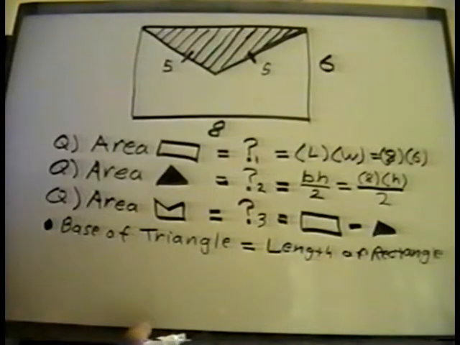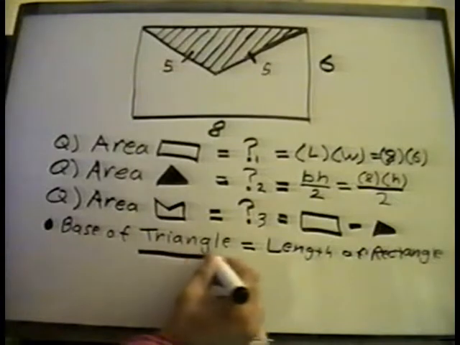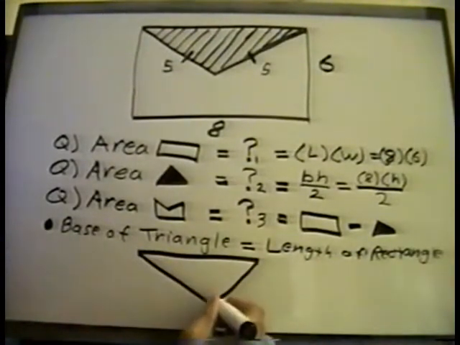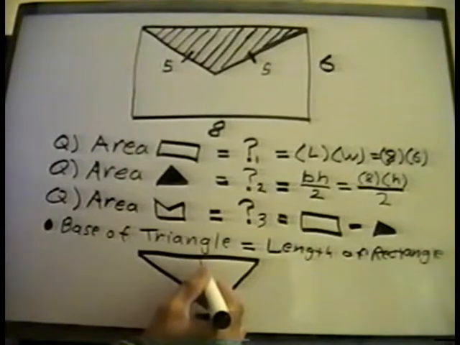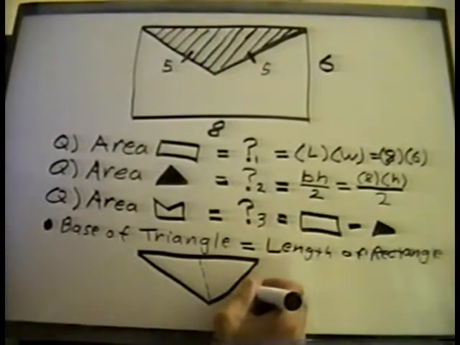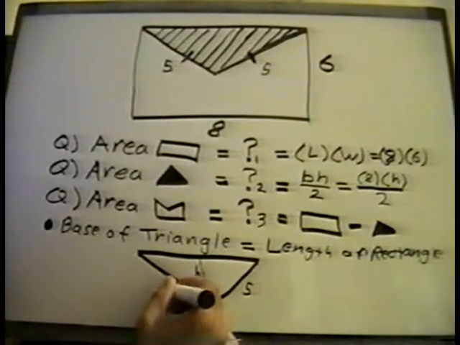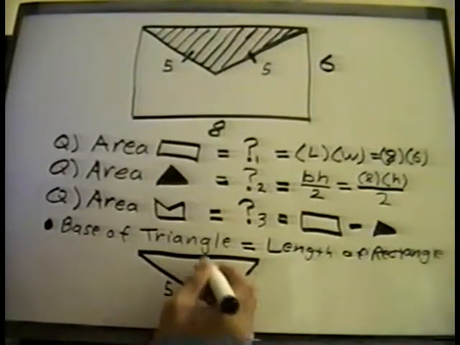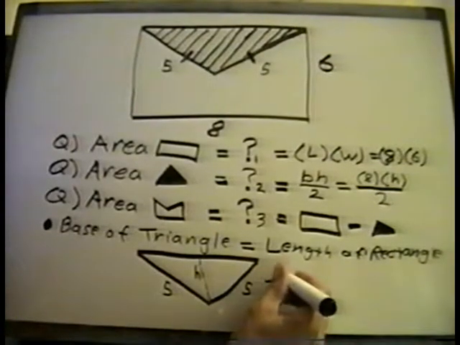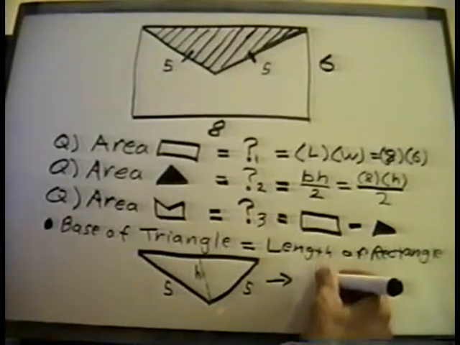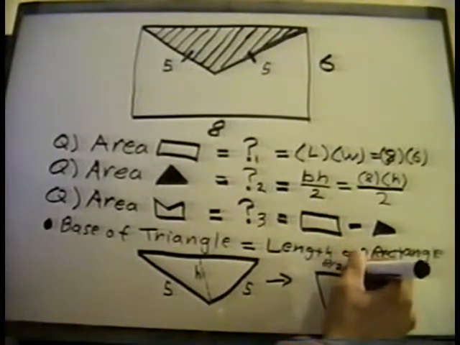So to find h, we draw a representation of our triangle and draw a height in it. Now we have h here. Now each side, remember, is 5. And we know that the base or the length is 8. So we want to use the figure we have for the right triangle.